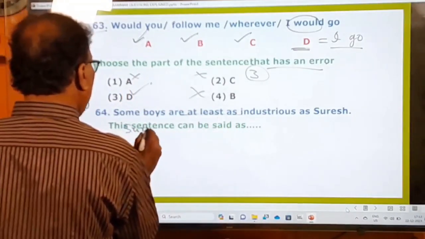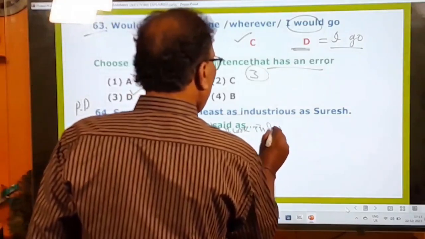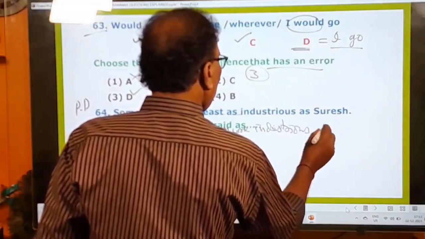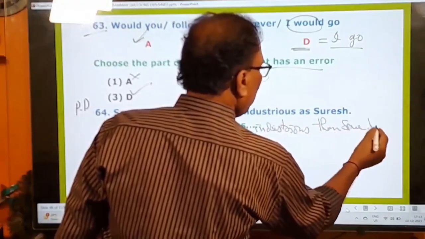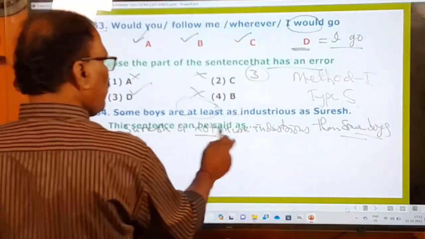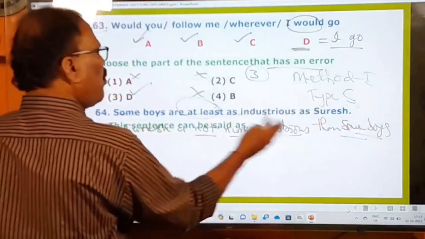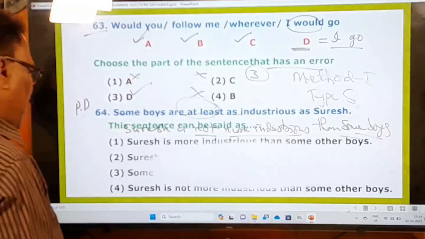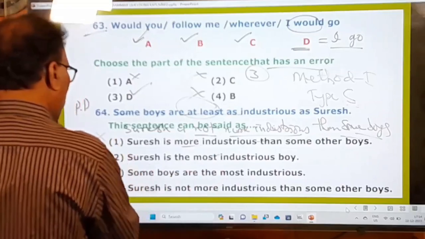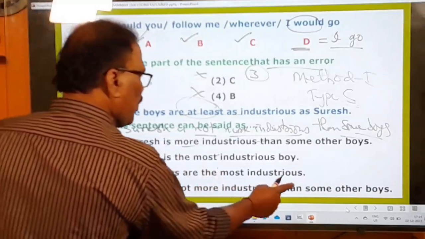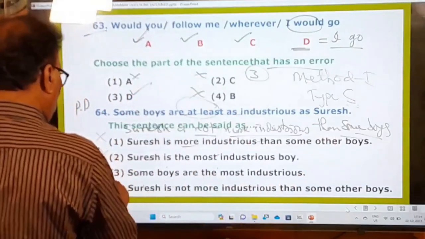Okay, and here you see, Suresh is not more industrious than some boys. Suresh is not more industrious than some boys. Some boys are at least as industrious as Suresh means Suresh is not more industrious than some boys. So let us see the options given here. Suresh is more industrious than some other boys. No. Suresh is the most industrious boy. No. Some boys are the most. No. Suresh is not more industrious than some other boys. Some boys, some other boys. Some boys are good, some other boys are good. So this fourth one is only your answer.